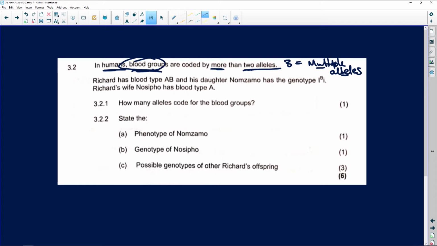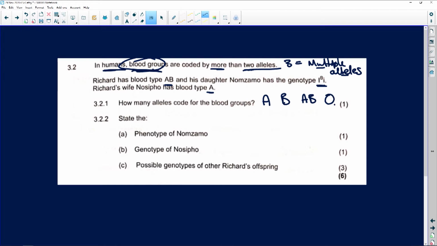There are 3. Now, Richard has blood group AB. His daughter Nomzama has blood group B. I'll explain all of this to you now. Richard's wife, Nosifo, has blood group A. How many alleles code for blood groups? Now you must remember this is actually very easy. We've got blood group A, blood group B, blood group AB, and blood group O.